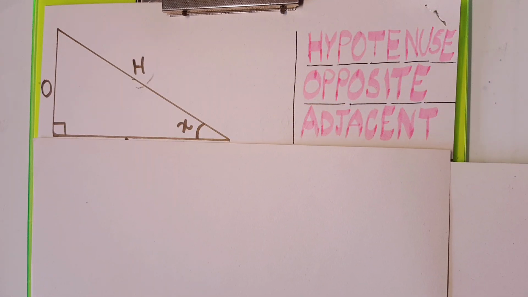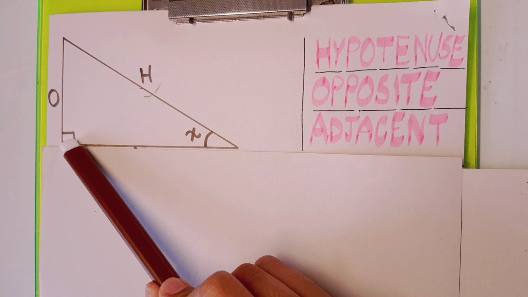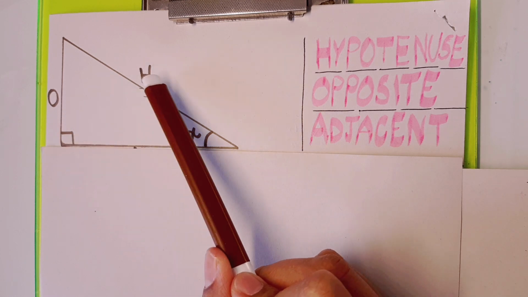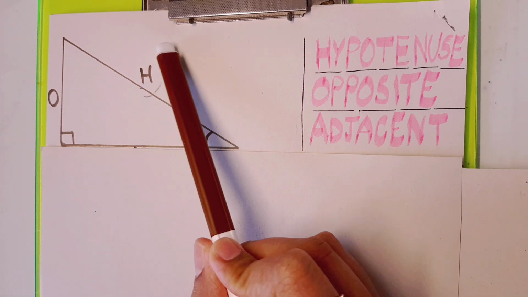Now, these three names are the hypotenuse side, the opposite side, and the adjacent side. So how do we notice which side is which one? Well, the very first step here is to find the right angle, which is over here in this case. And the side in front of the right angle is called the hypotenuse, right? So right opposite to the right angle, we have the hypotenuse, always.